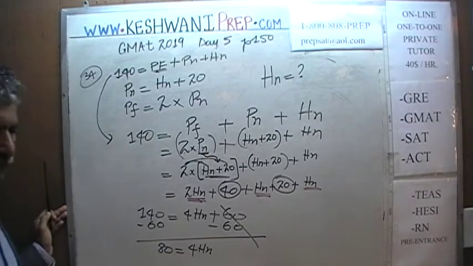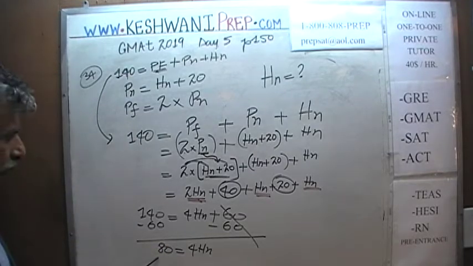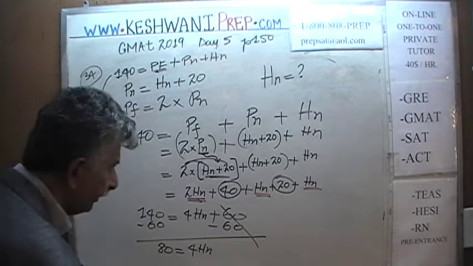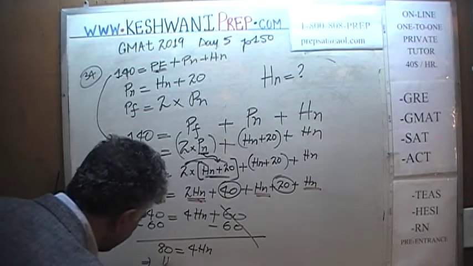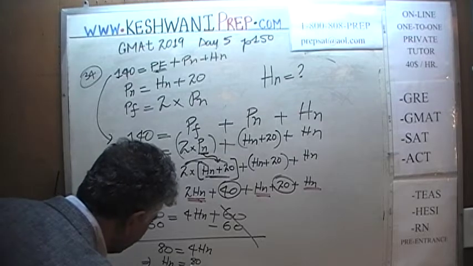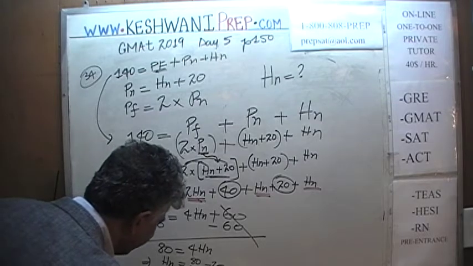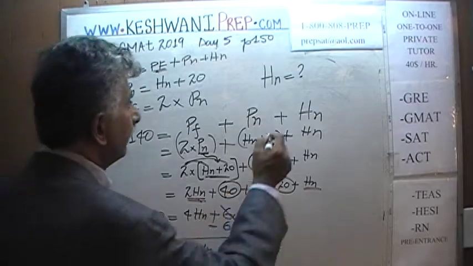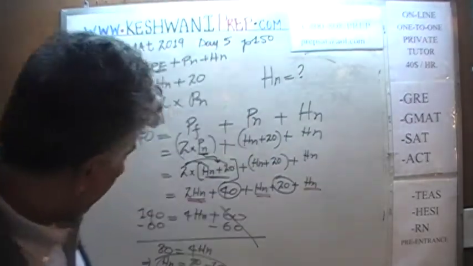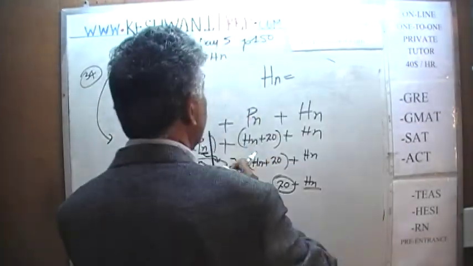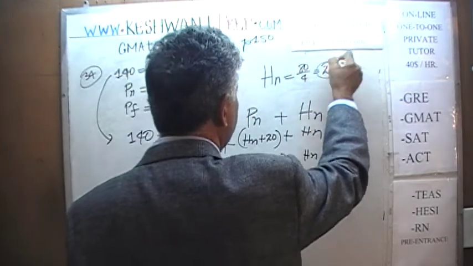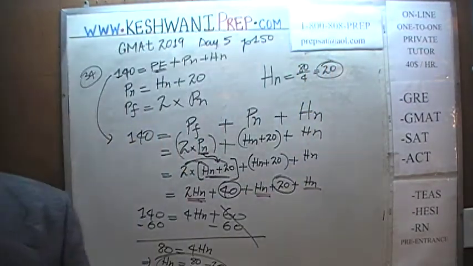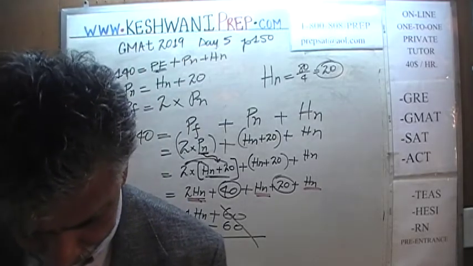Voila. I don't know how far down you can read, but if you can read a little bit down, it tells you that this implies the number of hardcover nonfiction we have is 80 over 4, or 20. Right here, we just found it. Hardcover nonfiction is simply 80 over 4, which equals 20. There is our answer. The answer is 20.